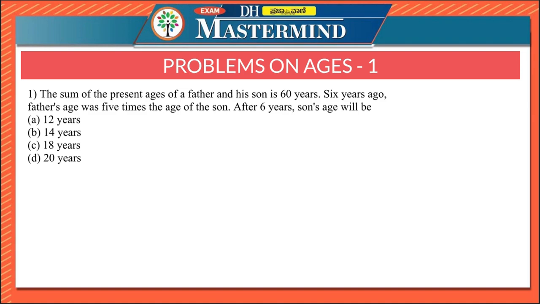The sum of the present ages of a father and his son is 60 years. 6 years ago, father's age was 5 times the age of the son. After 6 years, son's age will be. So let us assume that the present age of the son be x years. So this is the present age of the son.